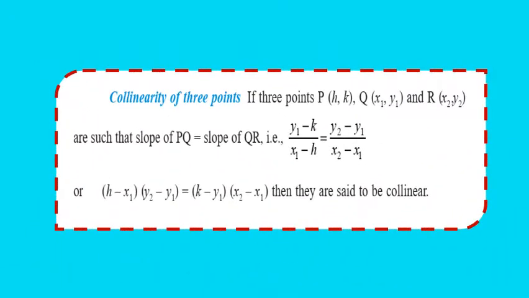Now again, a different approach to collinearity. Previously I've told you that whenever we have to prove that three points are collinear, we simply prove that the area of the triangle is 0.